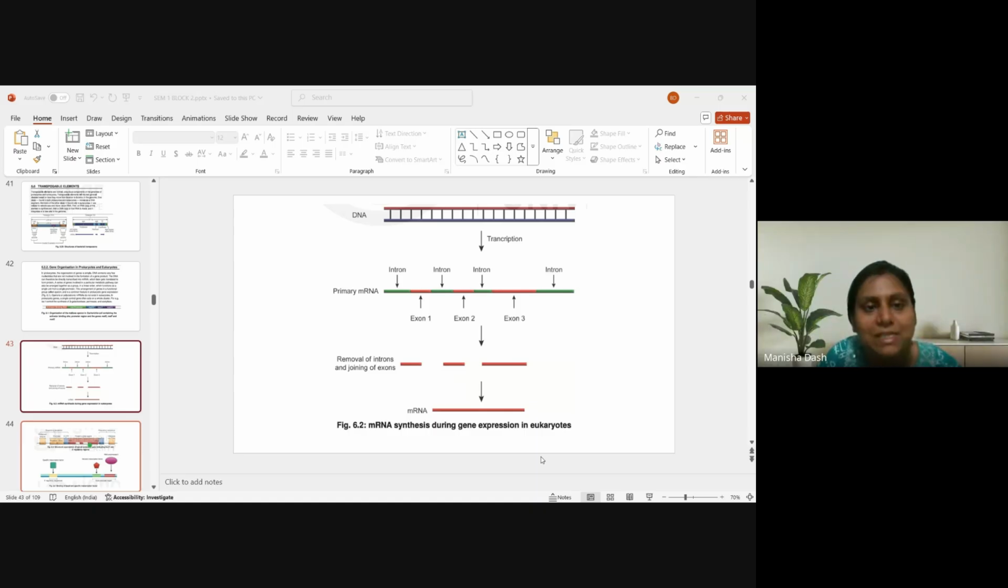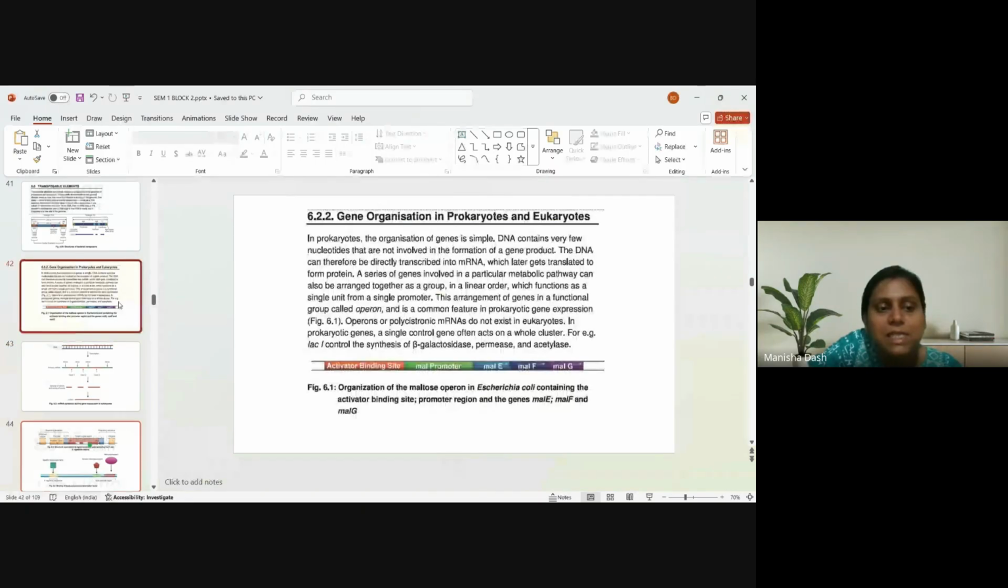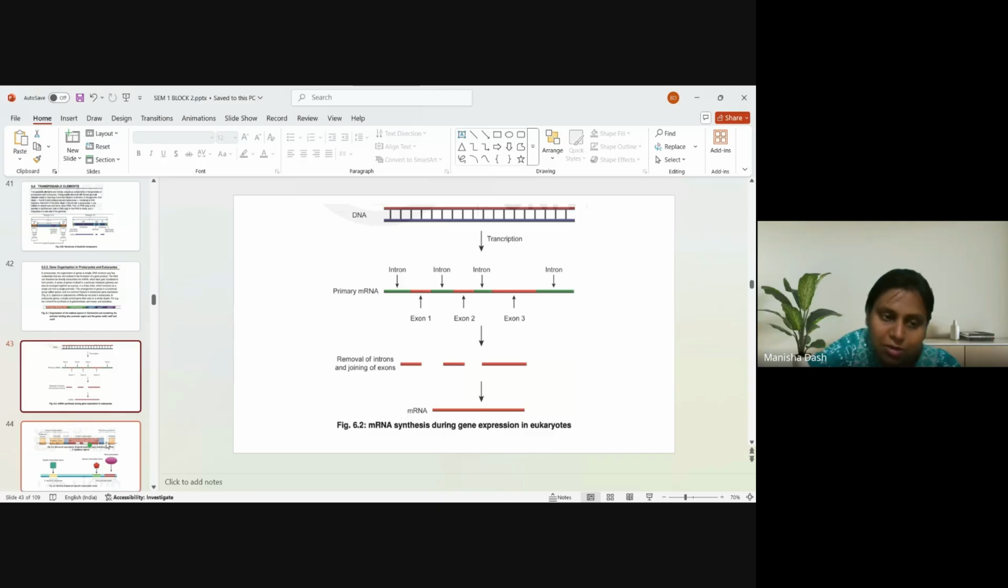Okay, so polycistronic means, as I already mentioned here, the genes are under the control of a single promoter, but each gene has its own mRNA and each gene has its own gene product. So that is the concept of the one gene, one enzyme hypothesis. Meaning every gene will code for its own gene product. So that is applicable to both eukaryotic and prokaryotic.